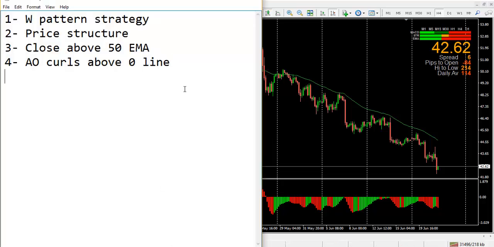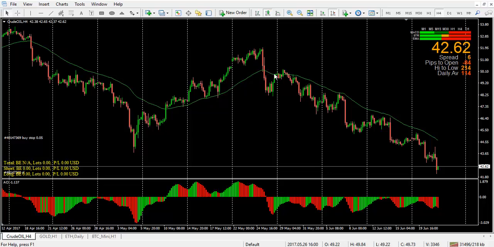Fifth way is a combo. Use the awesome oscillator plus the 50 moving average. We want the price to go up. We want the awesome oscillator to curl upside as well, plus we want the price to go above the 50 moving average. Okay, that's our sign to enter a buy.